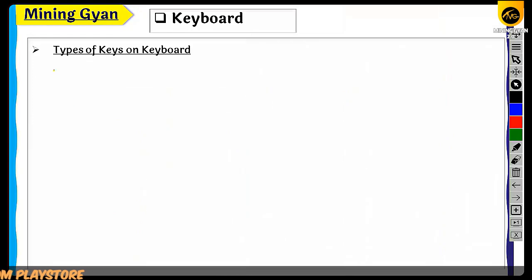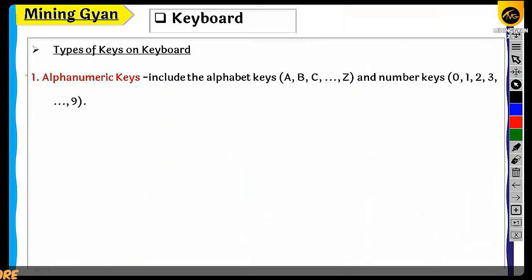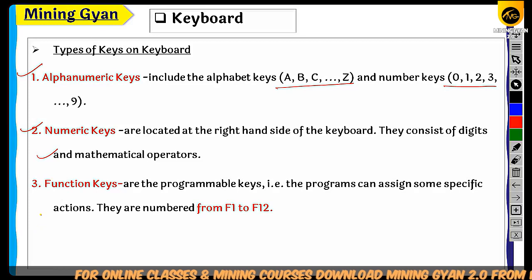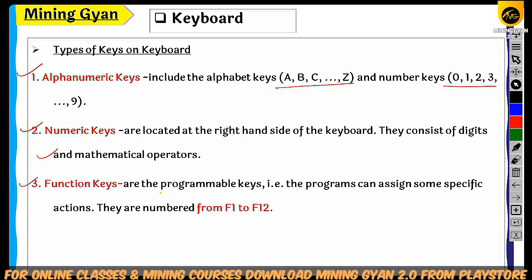So there are types of keys on the keyboard. The first is the alphanumeric keys, basically A, B, C, D and 0 to 9. The second is the numeric keys, located on the right-hand side of the keyboard. This consists of digits and mathematical operations, like plus, minus. The third is the function keys, which are programmable keys, F1 to F12.